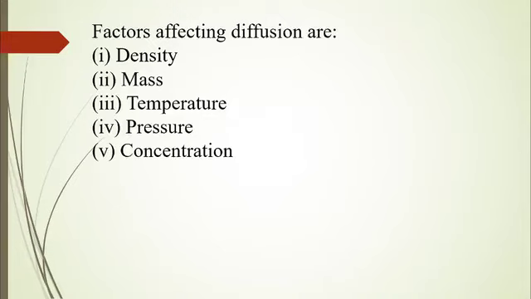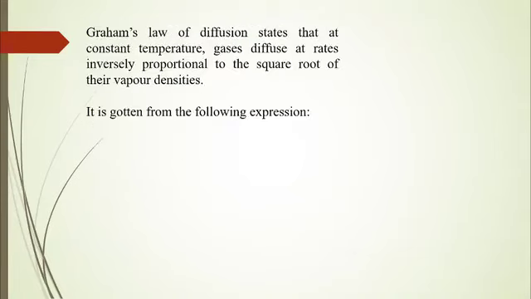There are a lot of factors that affect diffusion. There are about 5 of them. The first is density, the second is mass, the third is temperature, pressure, and of course the concentration or the makeup of that particular particle. Graham was one man that made a lot of postulations when it comes to diffusion, and he created what is known today as Graham's law of diffusion. Graham's law of diffusion states that at constant temperature, gases diffuse at rates that are inversely proportional to the square root of their vapor densities.